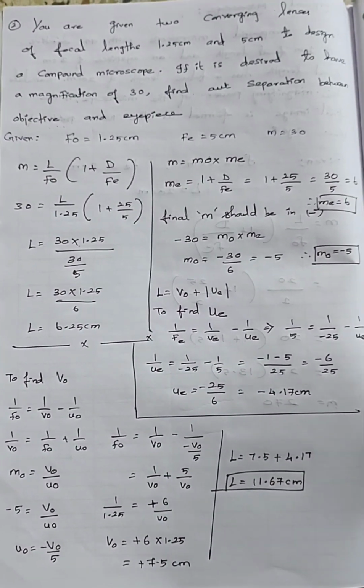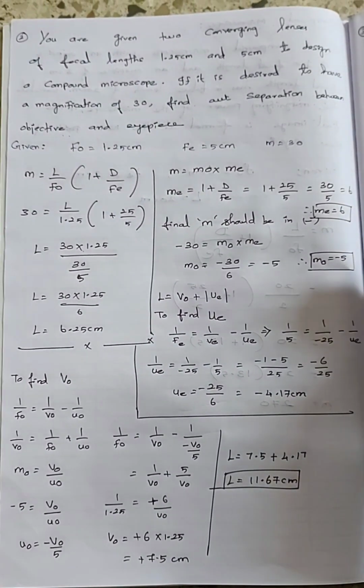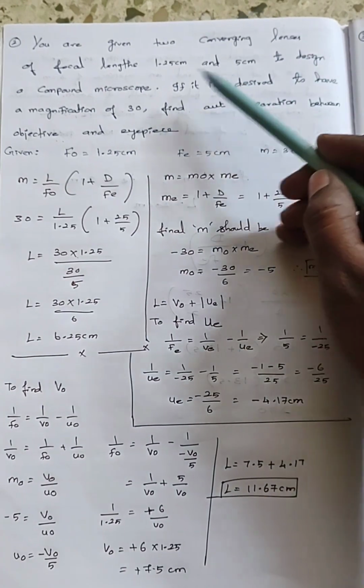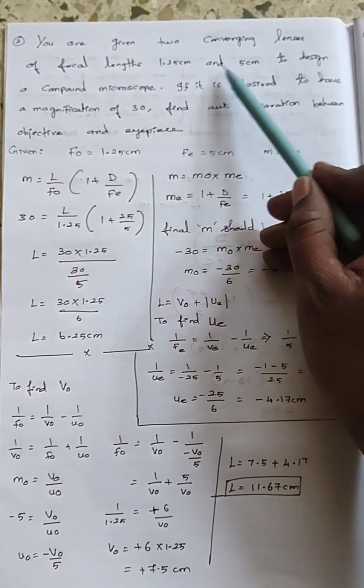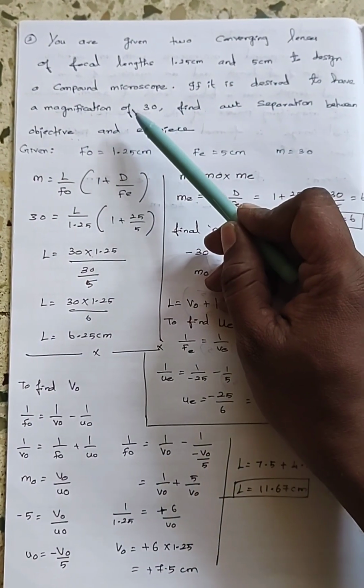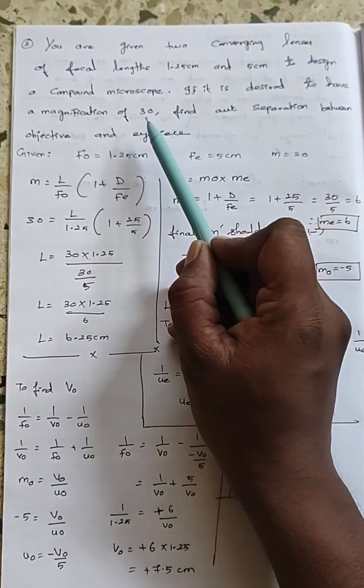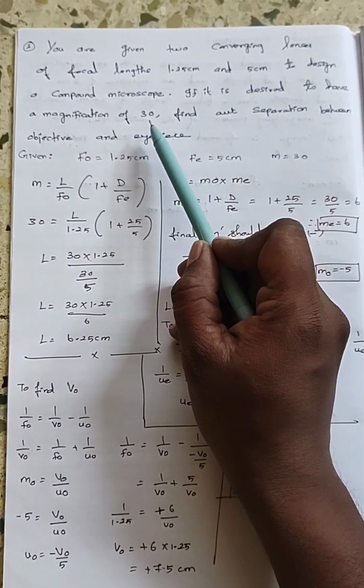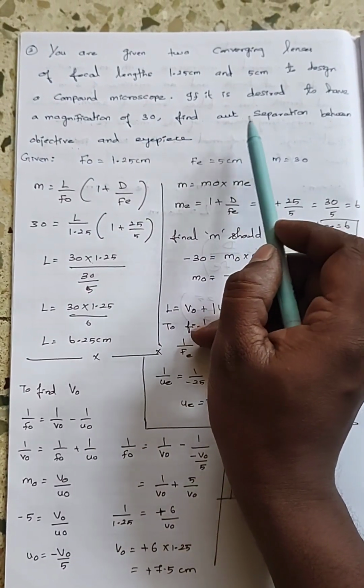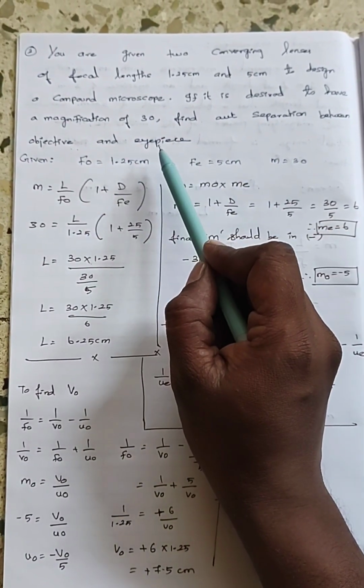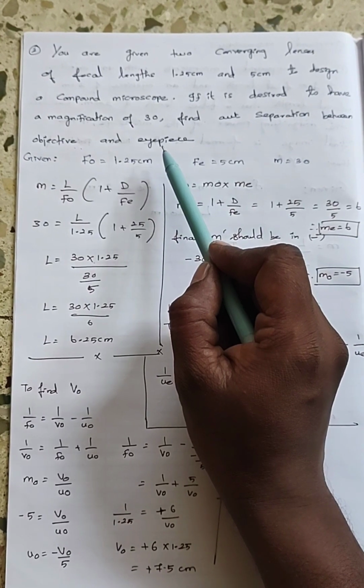Alright guys, this is an answer session for question number 2. So we have converging lenses of focal length 1.25 centimeter and 5 centimeter to design a compound microscope, and the question is to get a final magnification of 30, and we need to find the separation between the objective and eyepiece. That means we need to determine the L value, right?